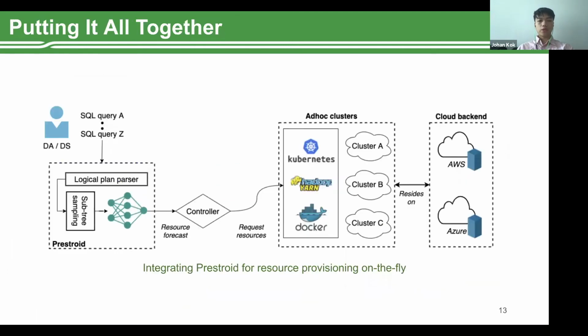With this, we can envision a system which uses Prestroid to guide resource provisioning for ad hoc queries. When an analyst submits his query, we would first pass it into a syntax tree and apply our encoding and subsampling techniques. Our trained Prestroid model will then predict the needed amount of resources for the query and request the resource controller to create VMs on the fly for the right specification to execute the query.